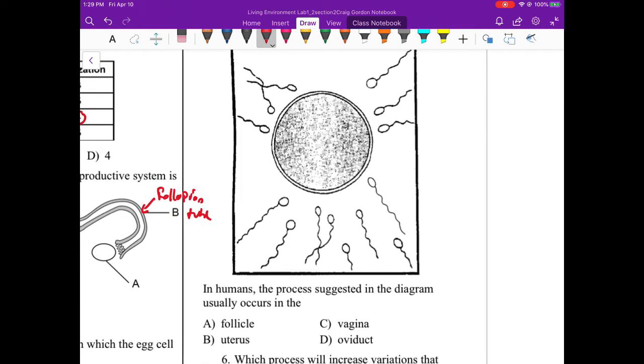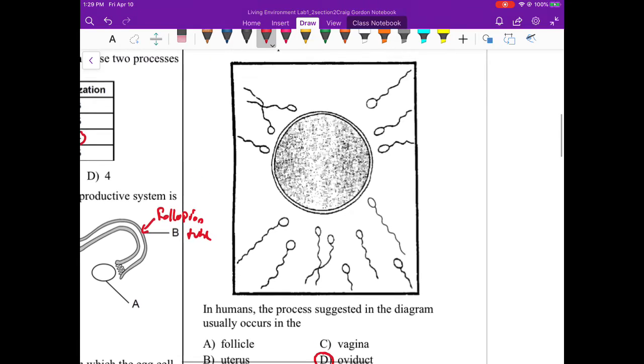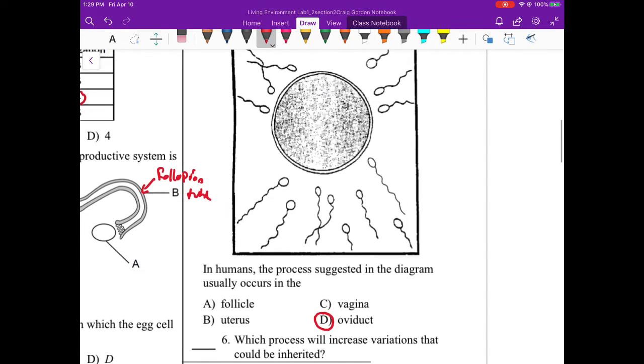All right, so if we're looking at this diagram, where is fertilization going to take place? They changed up the wording. We have the oviduct.